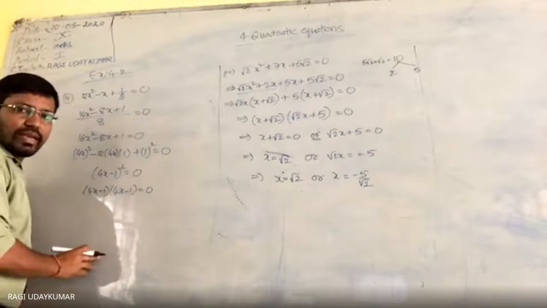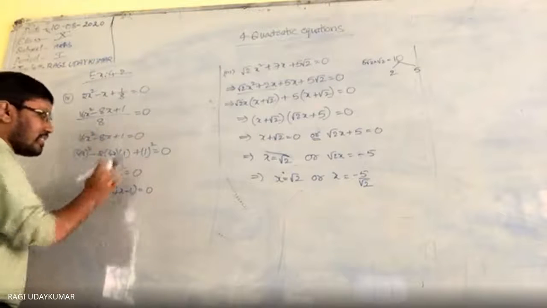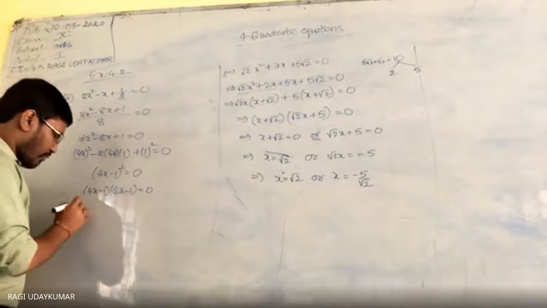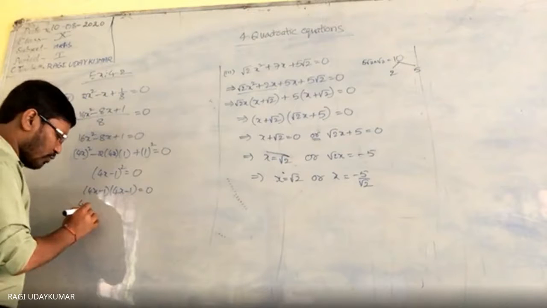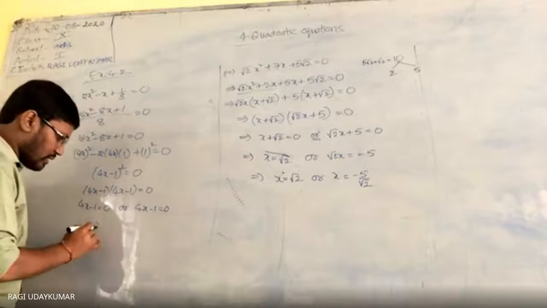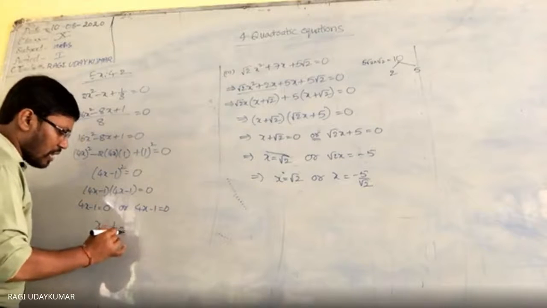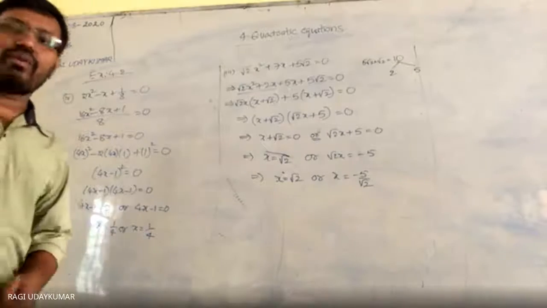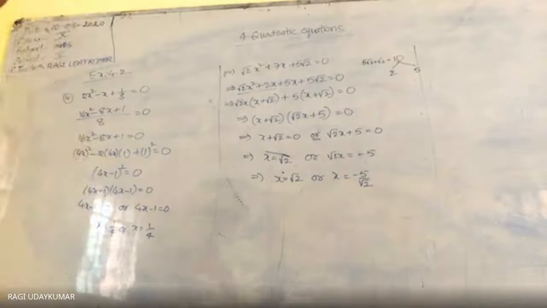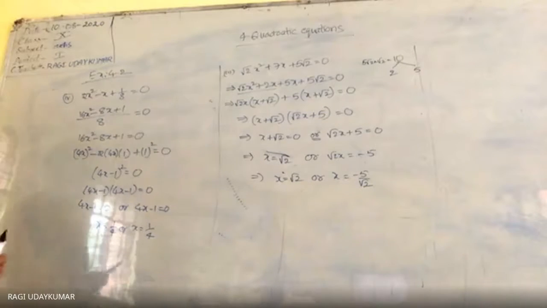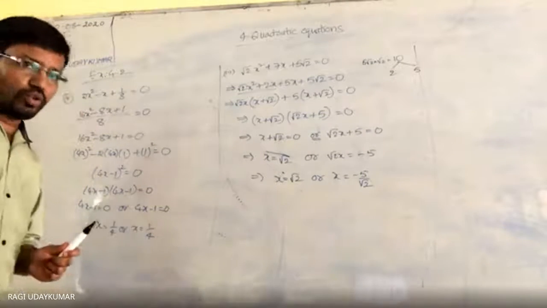The product is the same, it is a square. If you do the factorization also, this one only you are going to get. So from this you get 4x minus 1 is equal to 0 and 4x minus 1 is equal to 0. So x is equal to 1 by 4 or x is equal to 1 by 4. In both cases you got 1 by 4. So that means repeated roots. These types of roots are called repeated roots.